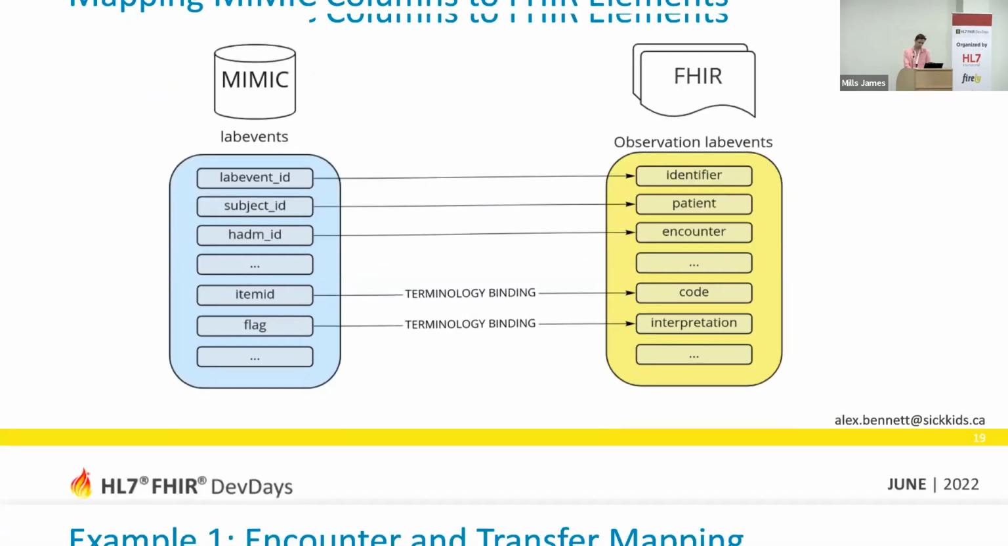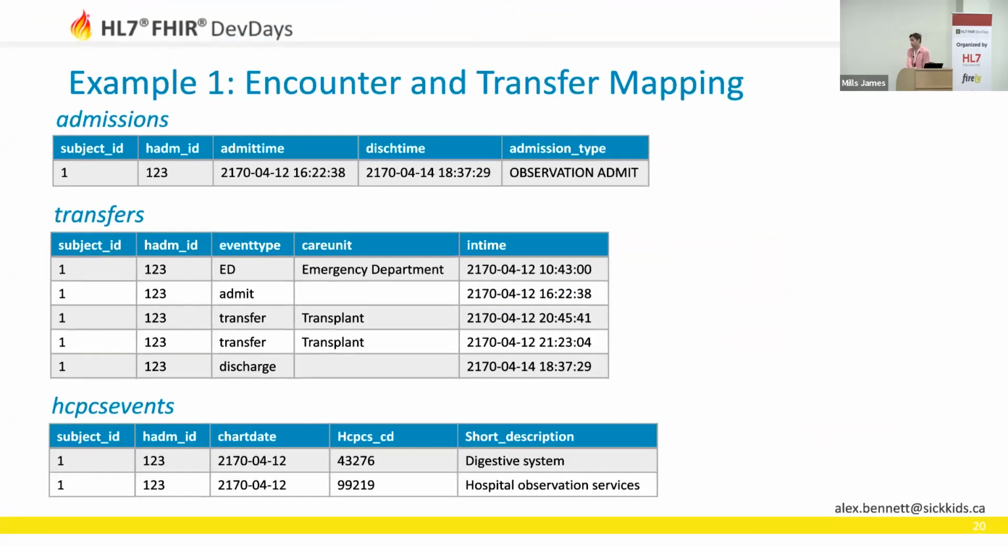And so I wanted to walk through a couple of examples to show what the data was in MIMIC and our thought process in some of this mapping. These are three tables in MIMIC: admissions, transfers, and HCPCS events. This is for a patient that came into the emergency department. They were admitted and then transferred into the transplant ward, and then maybe moved beds in the transplant ward, so that's why they show up twice, and then they were discharged.